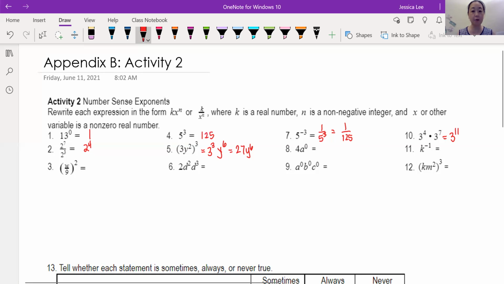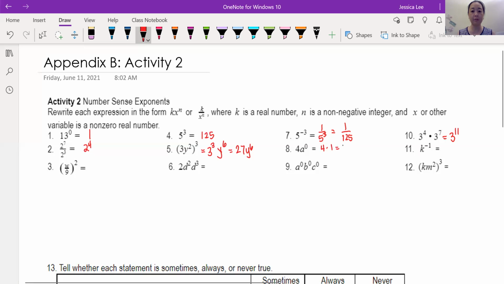And then a to the 0 power. Remember, the 0 does not affect the 4, because there's no parentheses. The exponent is just for the a, not for the 4. So this is just going to be 4. And then what is a to the 0 power? Just 1.